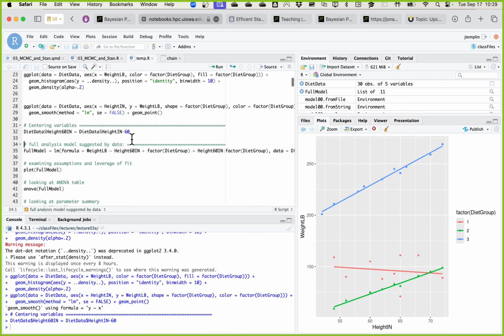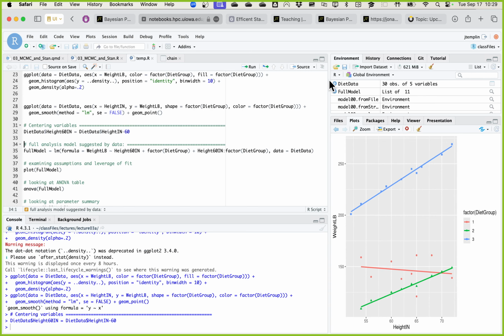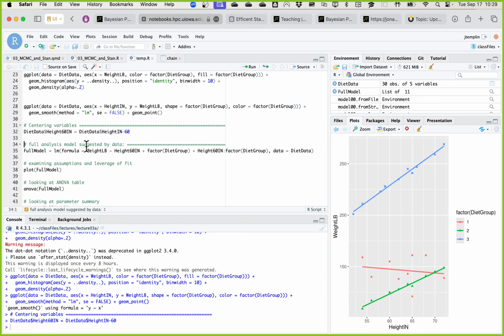I centered my height variable. But if we were to form a linear model with this, here's how it might work. We would say our weight in pounds is equal to height, and we're going to predict it with a group variable, like a dummy code, a factor variable for diet group. And we may have an interaction of height with diet group itself. So that is a typical linear model. Does anybody have any thoughts on that? Does that sound reasonable for our data?